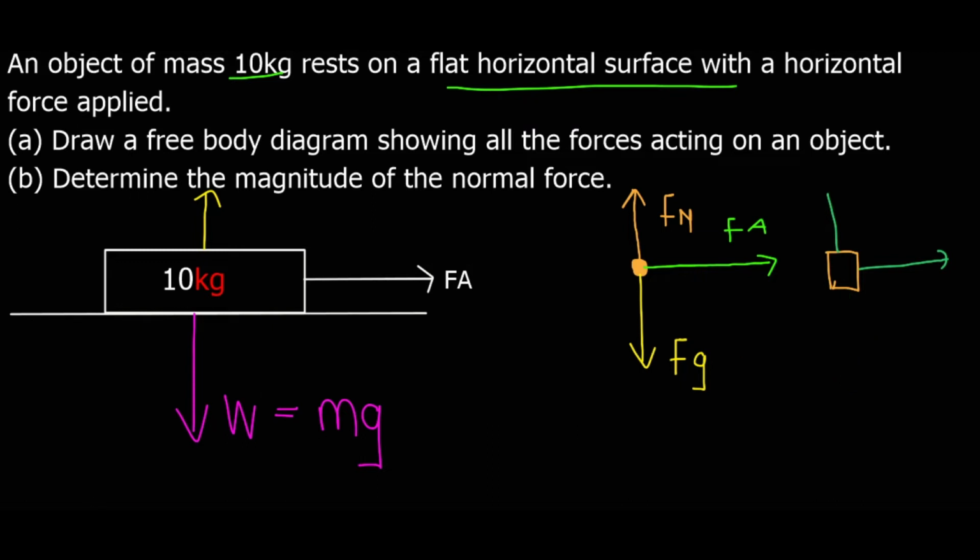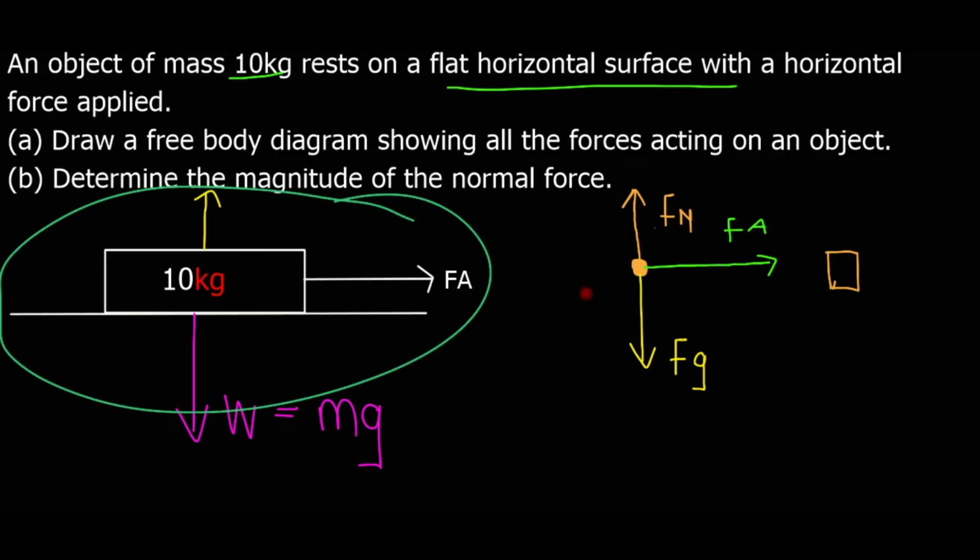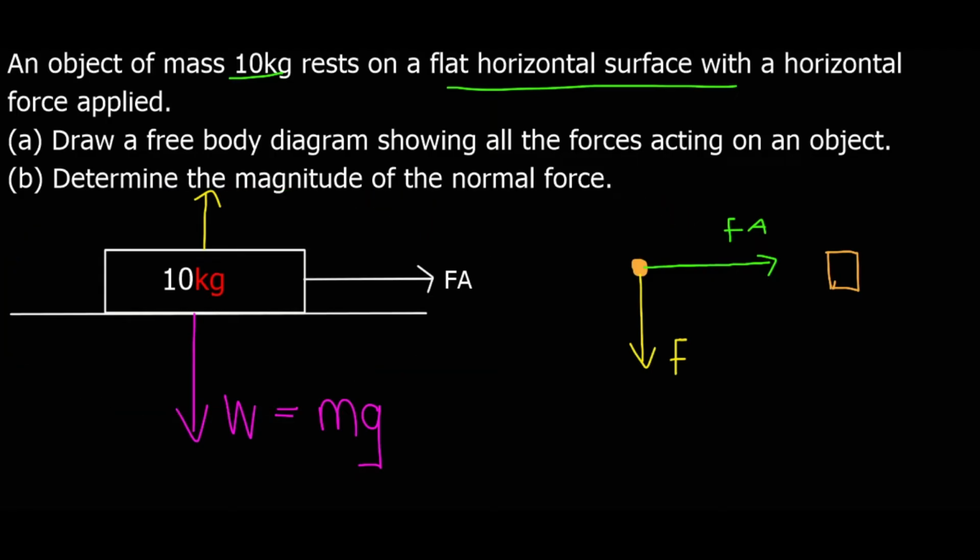So this is our free body diagram. It shows all the forces that still act on this object: the normal force, the force of gravity, and then the force applied. So this is our answer for part A, and then our part B. Part B: calculate the magnitude of the normal force.